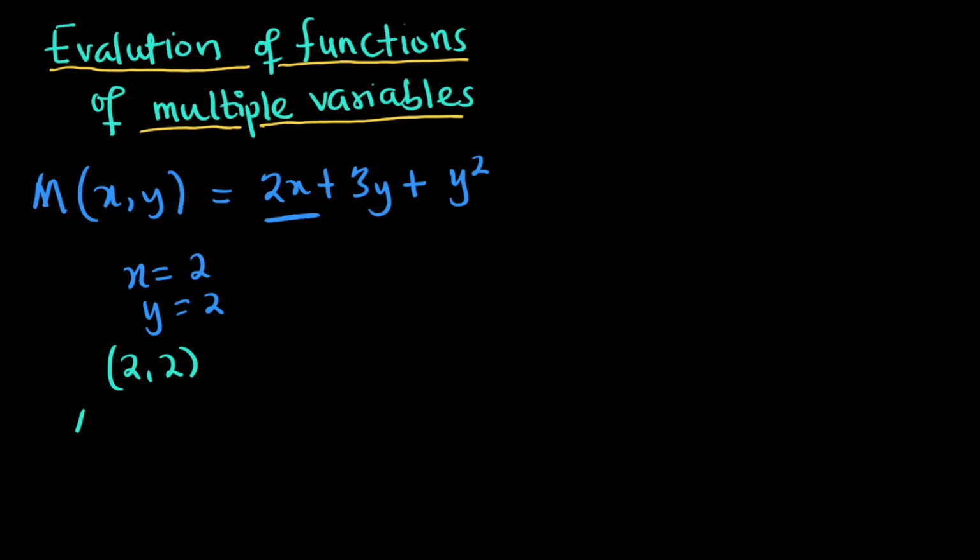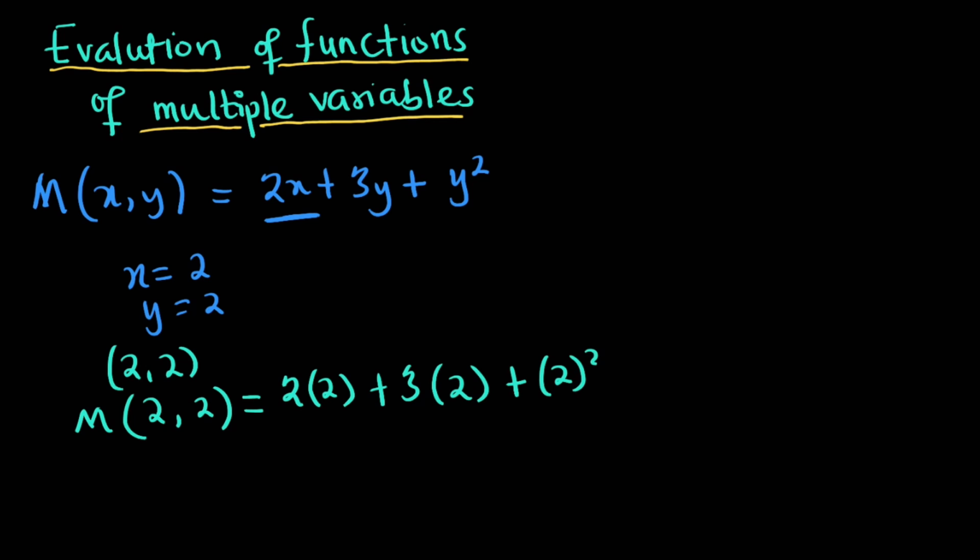And what you do is to just substitute the 2 for the x and another 2 for y. So you'll be having 2 multiplying 2 plus 3 multiplying 2 plus 2 squared. And this will simply give you 2 times 2, which would give you 4, plus 3 times 2, which should give you 6, plus 2 squared, which should also give you 4. And this should be equal to 4 plus 6 should give you 10, plus another 4, that's 14. So essentially the functional value at the point (2, 2) is 14.